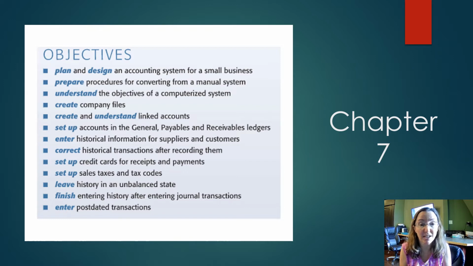Plus we'll set up credit cards and sales taxes and tax codes, so GST obviously commonly in Alberta, and with no actual sales tax, but a lot of companies buy things or work in different provinces, so the textbook does talk about sales taxes. And it also is talking about leaving history in an unbalanced state, and then finishing all the history after we do all of our entries, and entering post-dated transactions is also covered in this chapter.